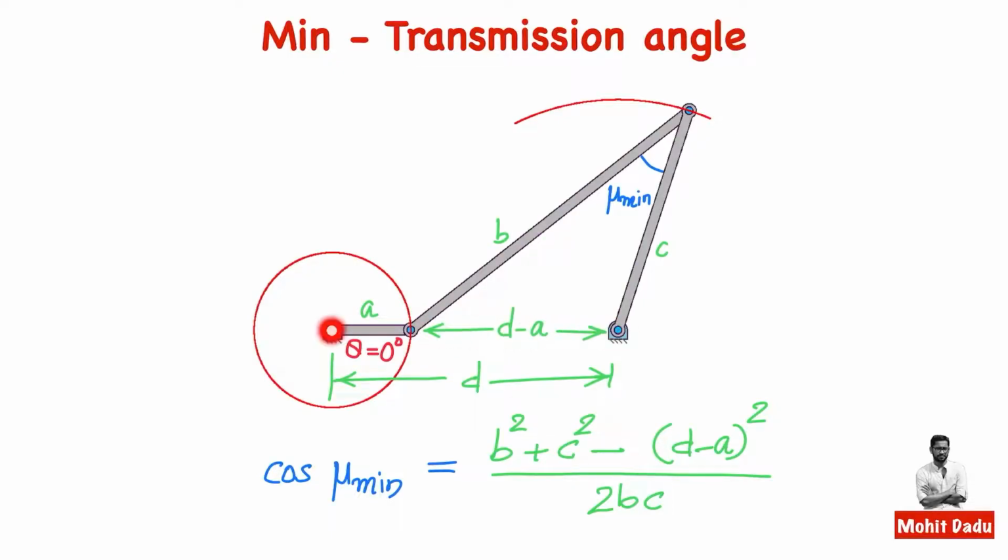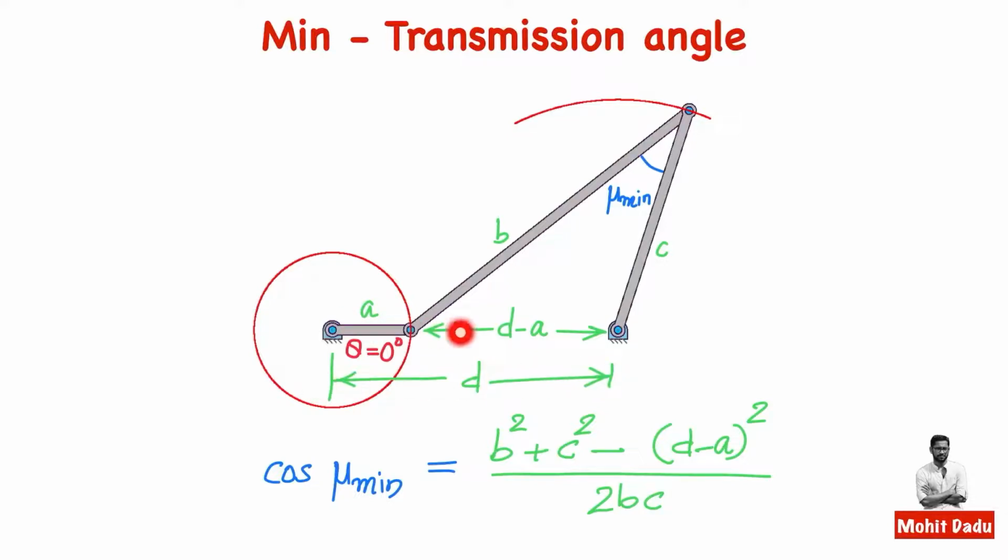So the fixed link is this one, and the input link is coming here where theta is the input angle, which is equal to 0 degrees, and then the angle between the coupler and output, which is the transmission angle, will be minimum. And how can you obtain the minimum value of this? For that, the input link has length A, the coupler has length B, the output has length C, and the fixed link has length D.